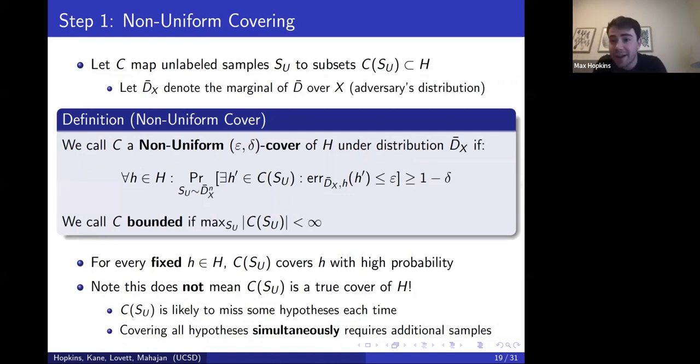If your class is finite, it'll be the same, and if you draw enough samples, it'll be the same. Like if you have finite VC dimension or something, and then you repeat this process a bunch of times, you can get it to be a true cover. But from this formal definition, because H is infinite, getting from a 1 minus delta being covered to the entire thing being covered is non-trivial. It's not clear how to do this, and to do it actually requires provably more samples.